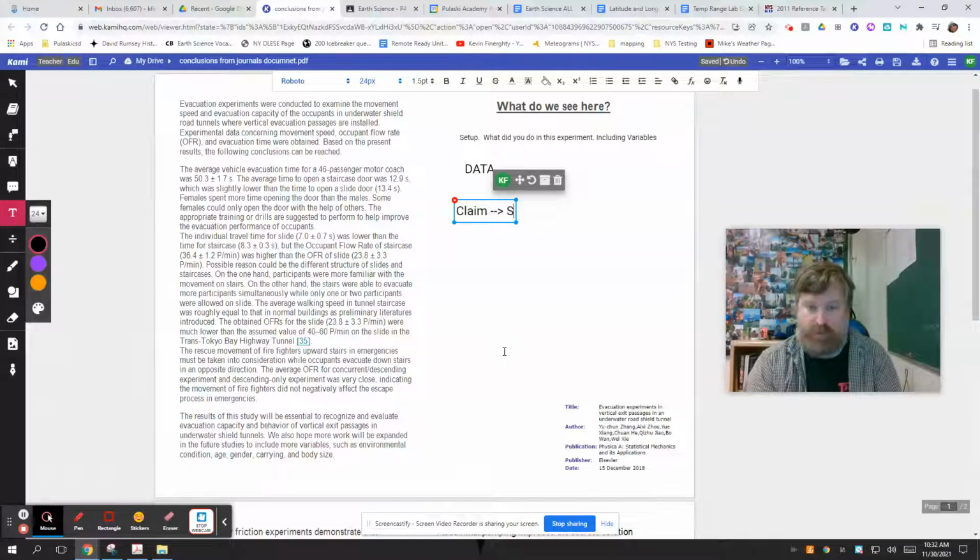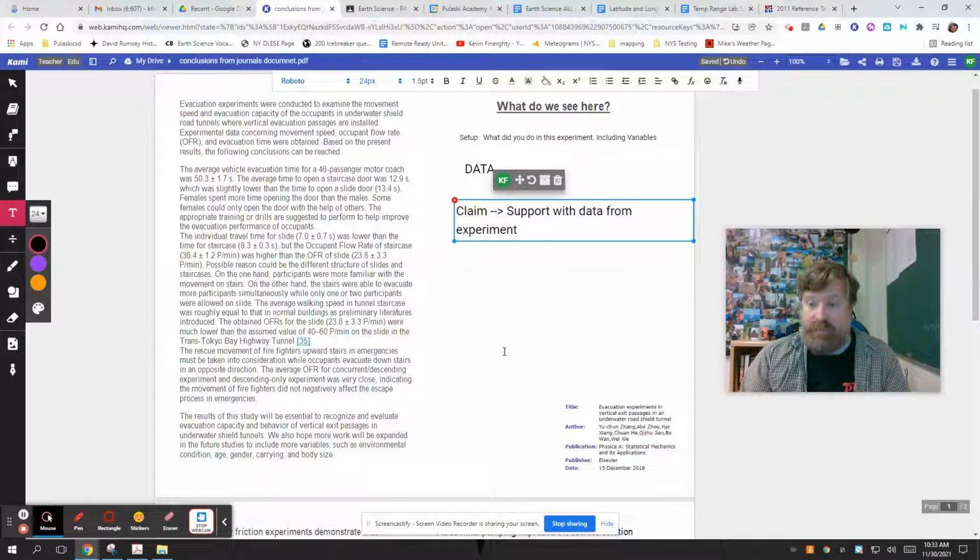Well, we also have to support it. But we don't have a text that we went by. We've got a whole bunch of numbers that we went through. So what you have to do is support your claim with data from the experiment. I'm saying that sand heats up faster than water.